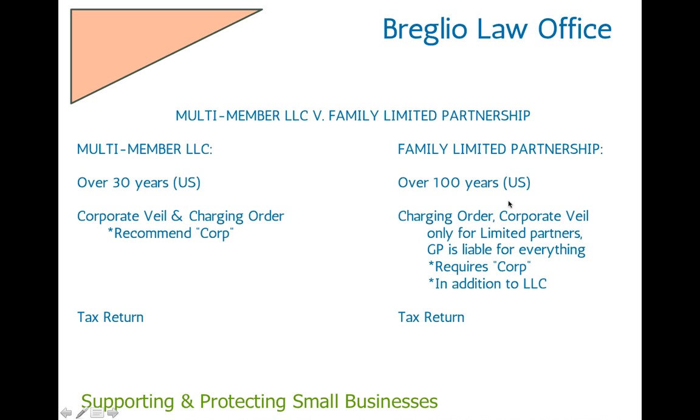But that's a very standard way that asset protection attorneys used to set up asset protection plans for their clients, utilizing a corporation as the general partner, and then a family limited partnership that either owned the assets or owned LLCs that then held the assets. The multi-member LLC, on the other hand, gets both corporate veil protection and charging order protection. So it gets both for all members of the LLC. So that's a benefit that it has over the family limited partnership.